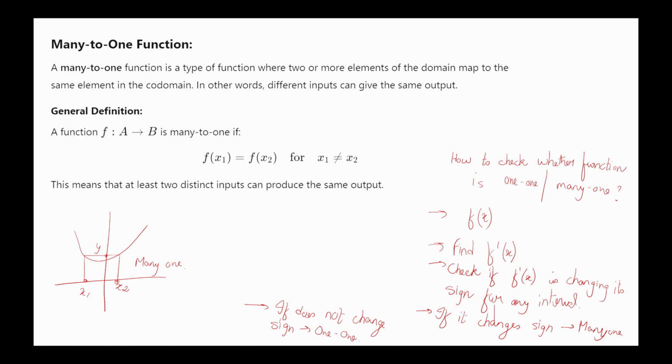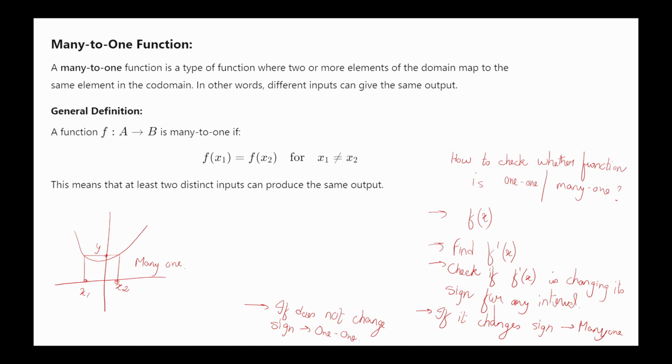So remember this method for the time being. Let's say you have f of x given to you, find your f dash x, check at what intervals f dash x is changing its sign. If it is not changing its sign in the entire domain that has been defined there, then we say that it is going to be a one one function.